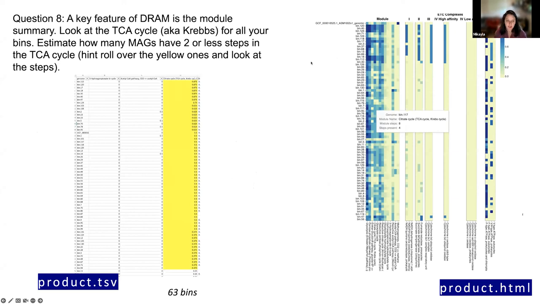A key feature of DRAM is the module summary. If you look at the TCA cycle for all of your bins, this file here is showing you the product.tsv, a tabulated form of the actual HTML file. You can sort this, in this case in Excel because it's easier to visualize, or however you wish in R or whatever format you code in, and see how many of your genomes have more than, in this case, 37.5%, so two or fewer steps. In this case, we have 63 bins with that. You could also look at the heat map for a visual view. However, in terms of percentages, you might want to filter by the exact number, which is in product.tsv. These two files are the same file; one is an HTML version and one is a tabulated version.